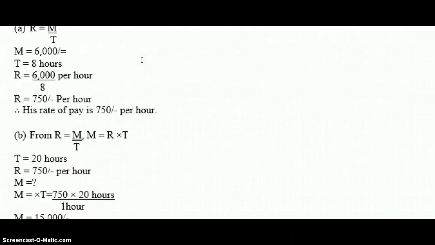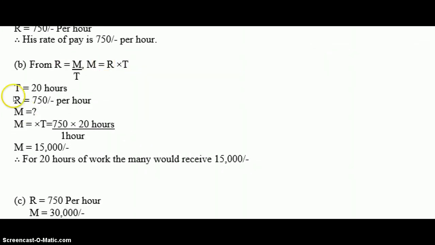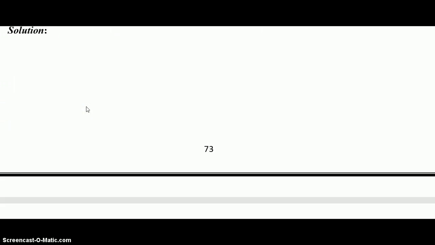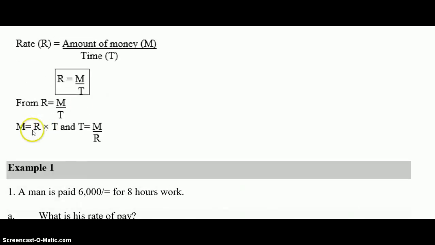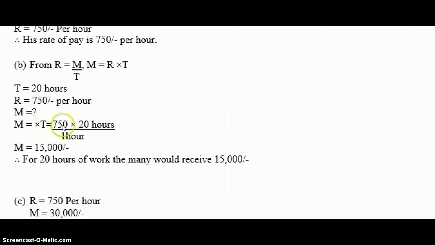Okay, now you can see that the time given is 20 hours now. The rate is 750 shillings per hour. Okay, money. Money, turudi kwenye formula yetu hapa ya money equals rate times time, meaning that you have to simply multiply it. Kwa hiyo maana yake tunazidisha 750 times 20 hours divided by 1 hour, ambapo amount of money itakayopatikana ni shilingi 15,000. Meaning kumbe kwa masaa 20 kwa rate hiyo ya 750 kwa saa atapata shilingi 15,000.